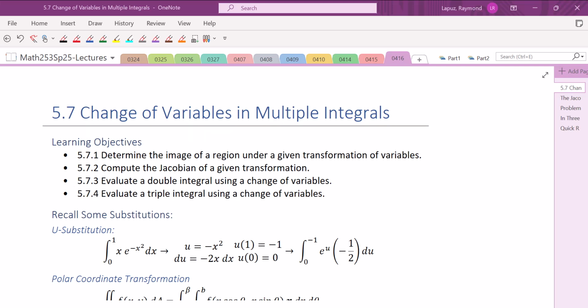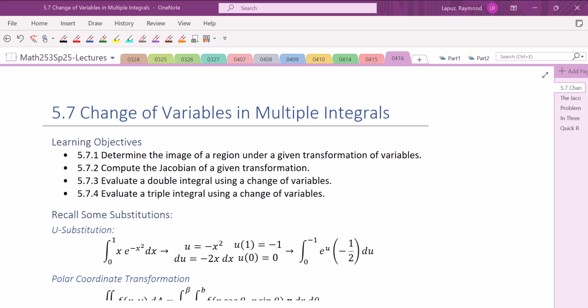It's 12:50, and this is Wednesday, April 16th, and we are in section 5.7, the last section of chapter 5, the stuff that we're going to cover for the exam. All right. So in this chapter, we're going to talk about changing the variable in your multiple integrals.